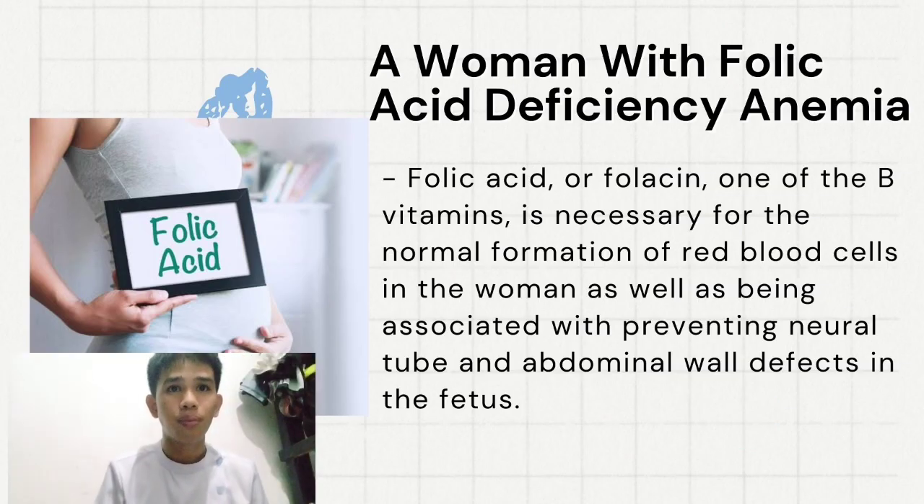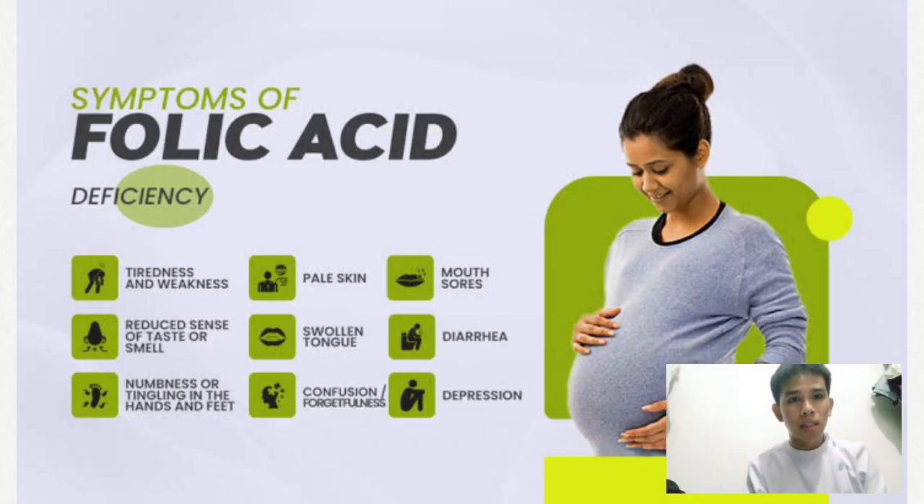So the next type is a woman with folic acid deficiency anemia. Folic acid or folacin, one of the B vitamins, is necessary for the normal formation of red blood cells in the woman as well as being associated with preventing neural tube and abdominal wall defects in the fetus. So these are the symptoms of folic acid deficiency. First is tiredness and weakness.